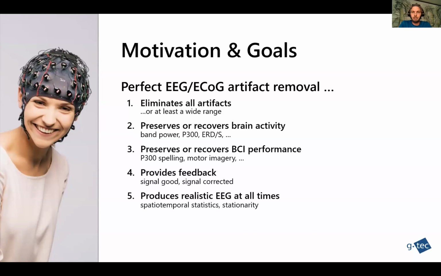Number 4 is kind of linked to the first point. If we eliminate all artifacts, then we implicitly get realistic EEG at all times. Here I'm talking about the spatiotemporal statistics, characteristics, also the stationarity, such that it's just well behaved, and we don't have to apply any outlier removal or any further correction afterwards.